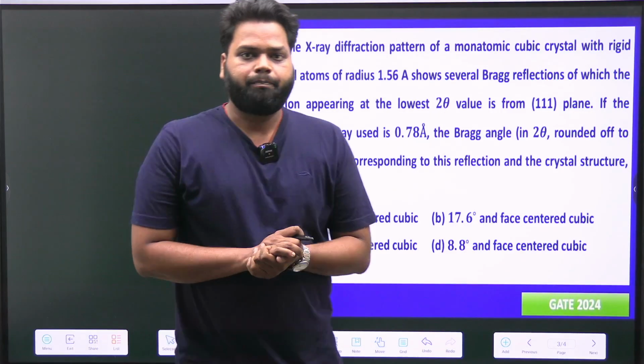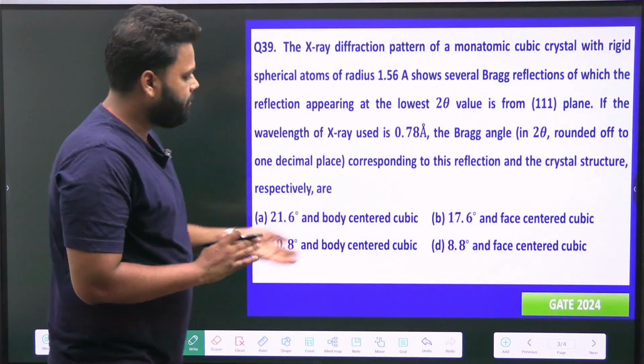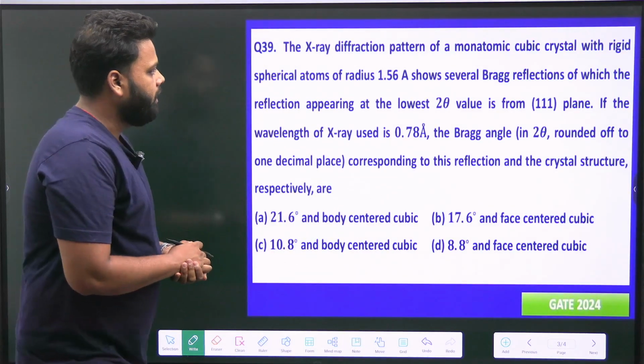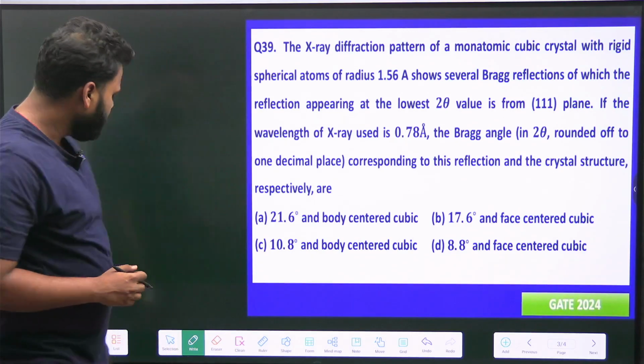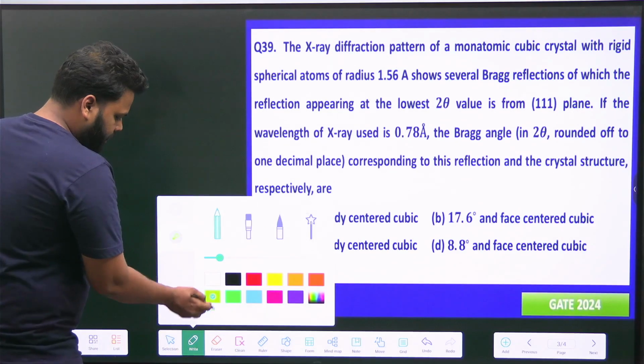Hello students, so today I am here to discuss one more problem from the GATE 2024, and this question is from condensed matter physics with a subtopic of the crystallography. It's a very easy question. Let's try to solve this.